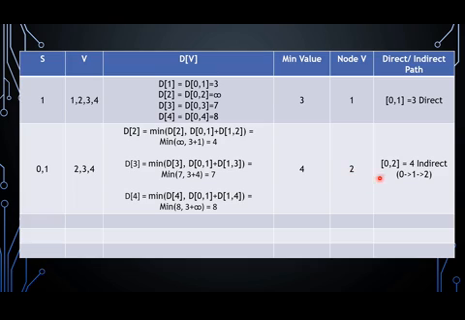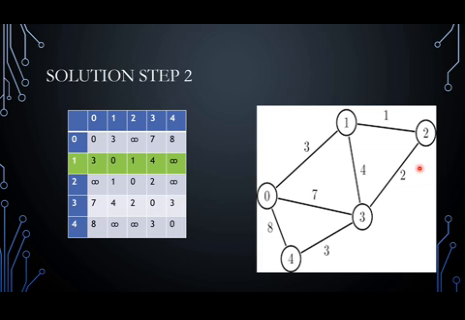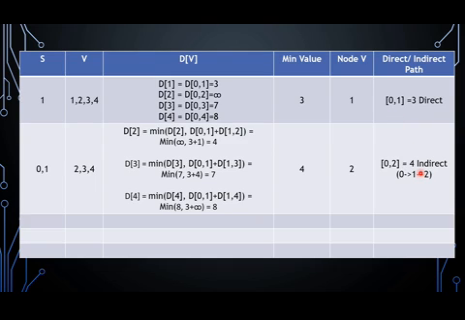Okay. So 0 to 2, the distance is 4. Look into the problem and see 0 to 2 with 4. How can I get that? When I move from 0 to 1 and 1 to 2, 3 plus 1 becomes 4. So I write it is an indirect path along 0 to 1, 1 to 2. Okay. Now 2 gets added onto the source.